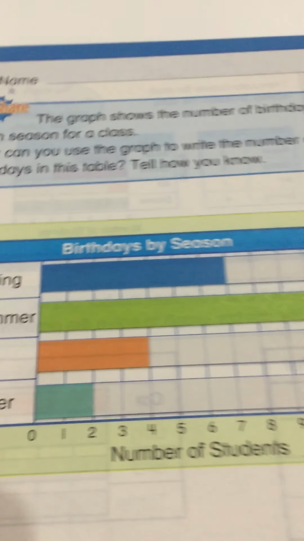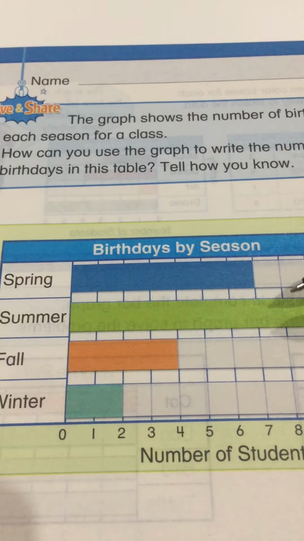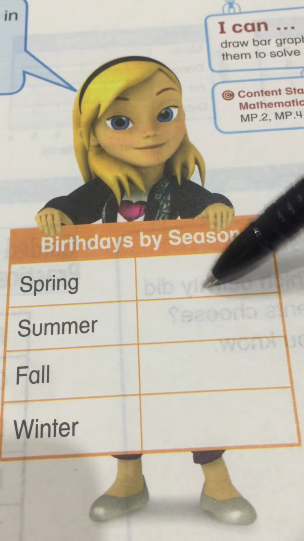So look at this graph. They already have the graph for us. Sometimes you will have the graph and then you will make the table, or you will have the table and then you will make the graph.